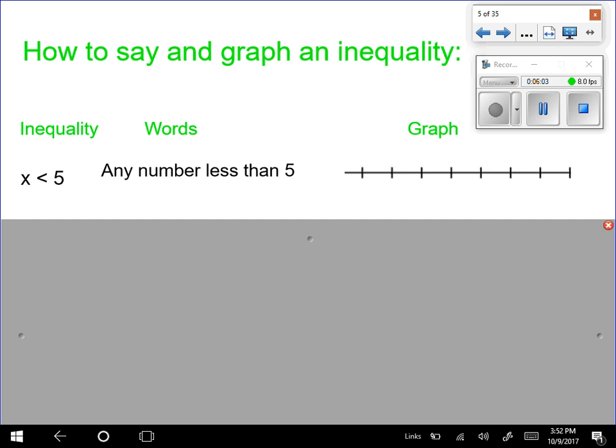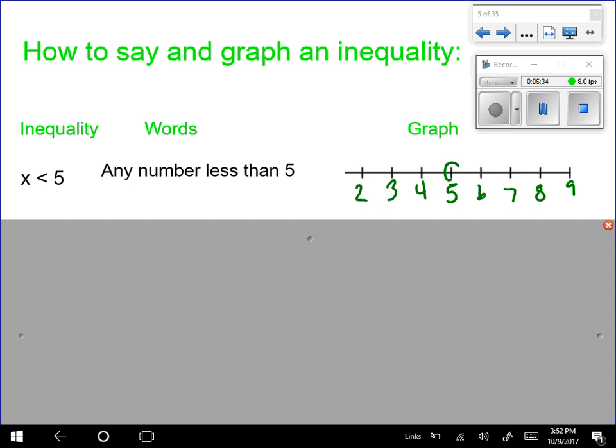So if we're going to graph that, a lot of times what I like to do is put my number here in the middle of the graph. So I have 5, and then I want to keep it even all the way across, so I'm going to go up by 1s in this case, and down. Okay, so now I'm going to graph this. Well, we want to graph and represent any number that's less than 5.